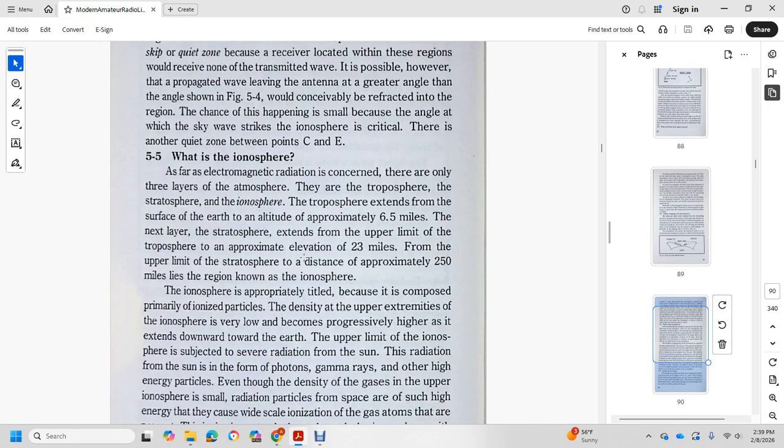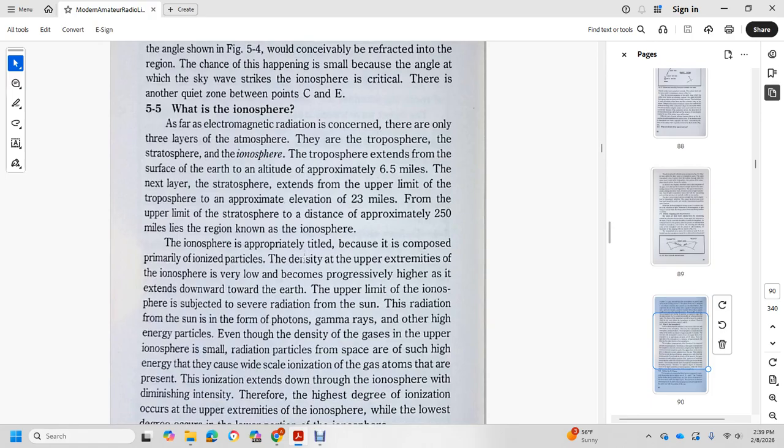When the ionosphere is concerned as far as electronic radiation goes, there are only three layers of the atmosphere: the troposphere, the stratosphere, and the ionosphere. The troposphere extends from the surface of the Earth to an altitude of approximately 6.5 miles.